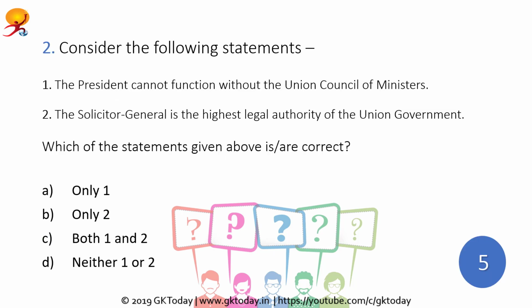Consider the following statements. Number 1, the President cannot function without the Union Council of Ministers. Number 2, the Solicitor General is the highest legal authority of the Union government. Which of the statements given above is or are correct? And your time starts now.